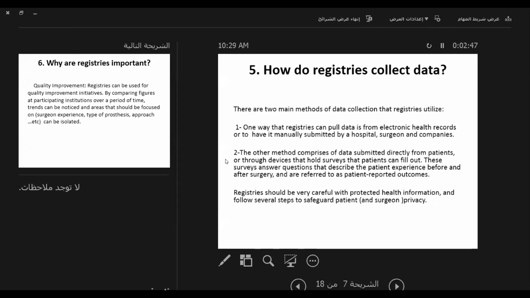How do registries collect data? There are 2 main methods of data collection that registries utilize. One way is the data that can be pulled out from the electronic software records, and the other method is from the patient himself. Registry should be very careful with the protected health information and follow several steps to safeguard patient as well as surgeon privacy.